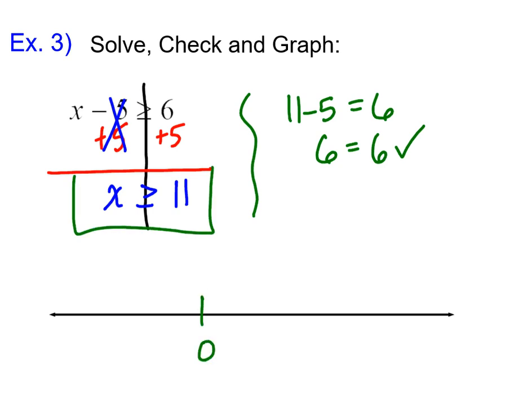We're going to put the numbers 0 and 11 on here. And because of the equal sign, it will be a solid dot. And we want numbers greater than 11. So those are found to the right of 11.